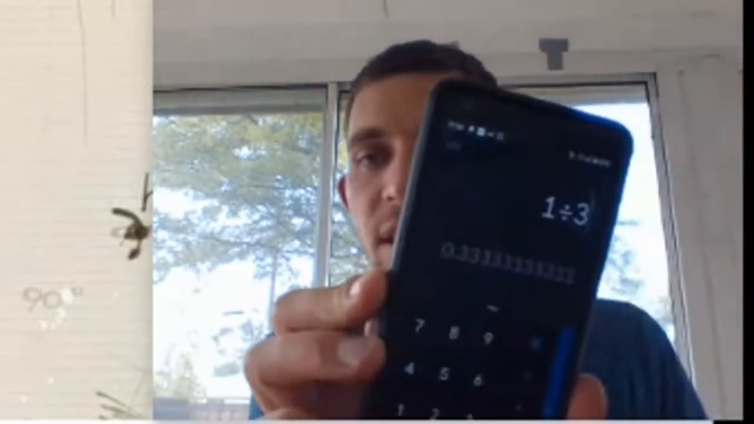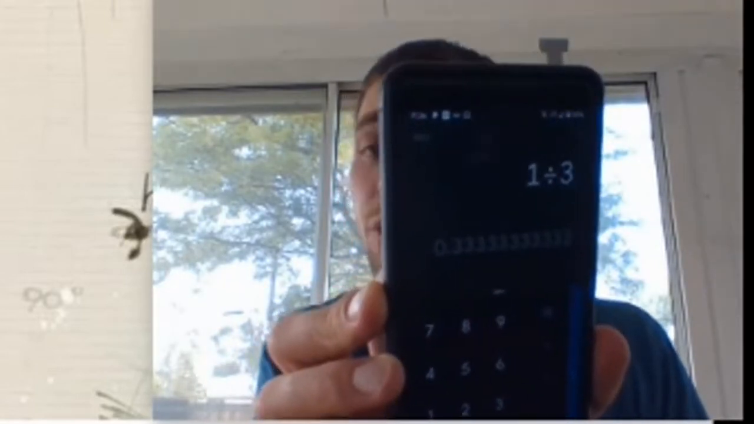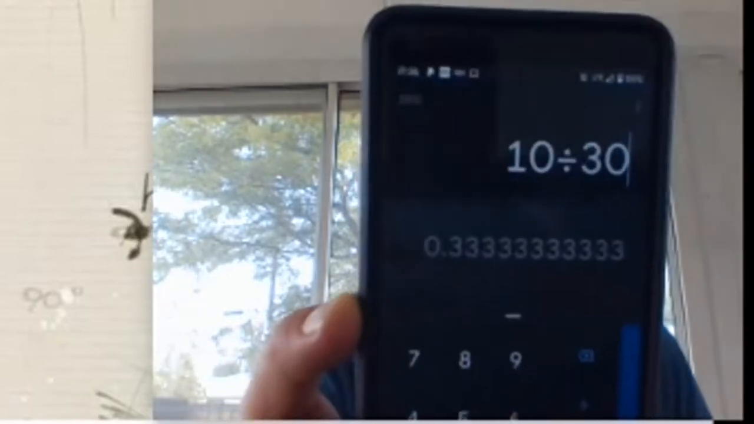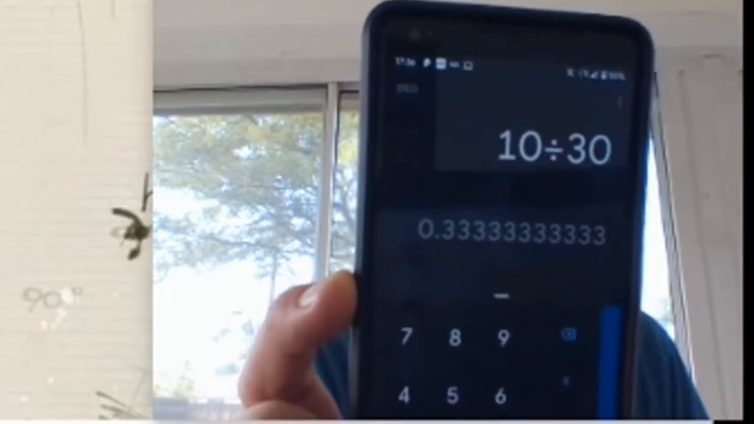Let's try the same thing and take 1 divided by 3. I get the same long decimal, 0.3333. Since those are the same, we know that it's correct. Let's try the next one. 10 divided by 30, and I get 0.3333. That's the same decimal, so we got our ratio correct.